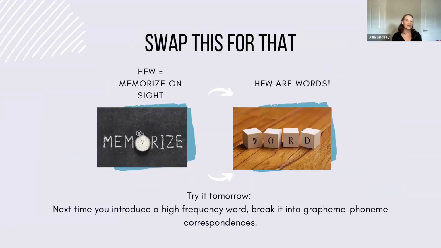So what do we want to swap out for here? Instead of asking children to use high frequency words as kind of this memorization on sight, we want to think about them as words that we are going to introduce and support kids in learning in the same way that we would support them in decoding any word. Next time we introduce a high frequency word, break it into those grapheme-phoneme correspondences and tell children exactly how they map onto one another for that particular word.